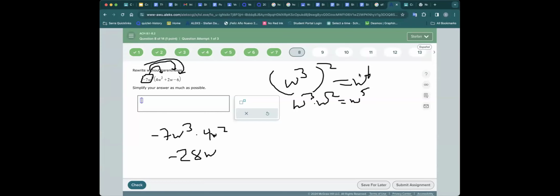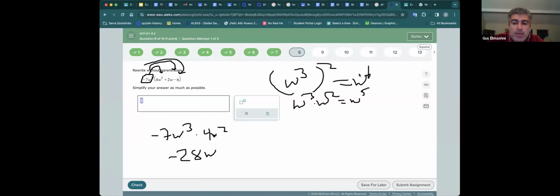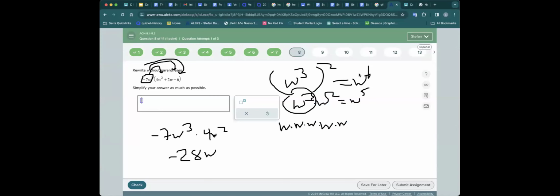So what you have to do is recognize what a power is in the first place. It's just that number multiplied that number of times. So W3 means I have W three times, and W2 means I have W two times. And if you just do a simple count, 1, 2, 3, 4, 5. That's why we add them when it's in that situation.